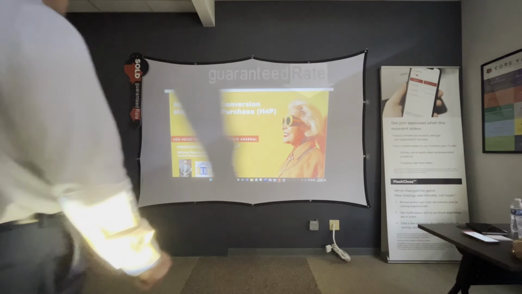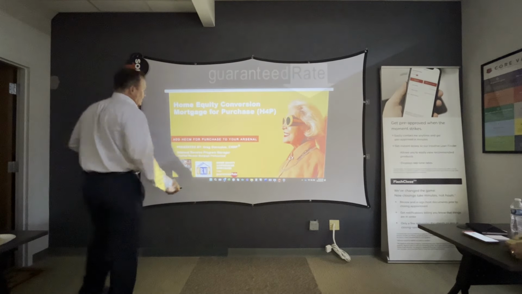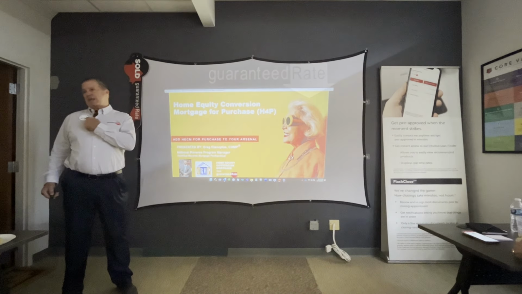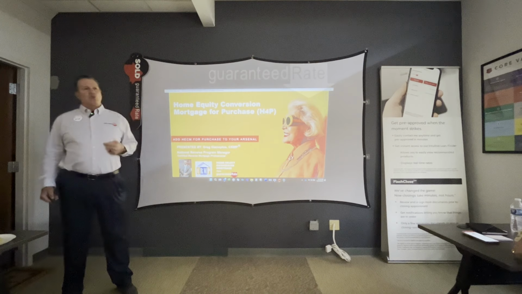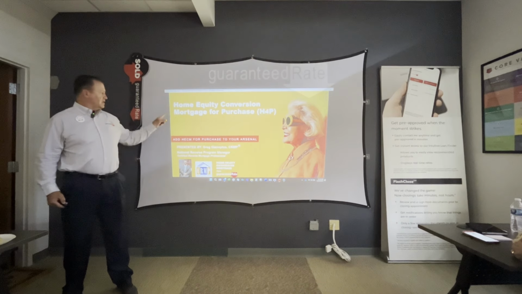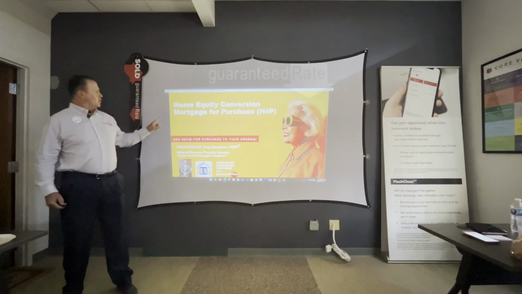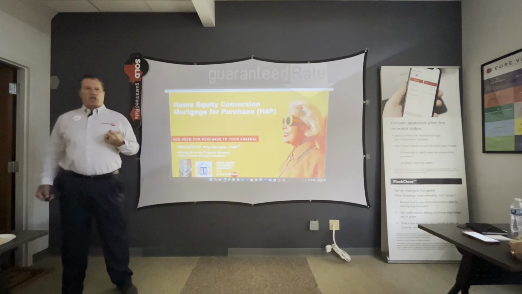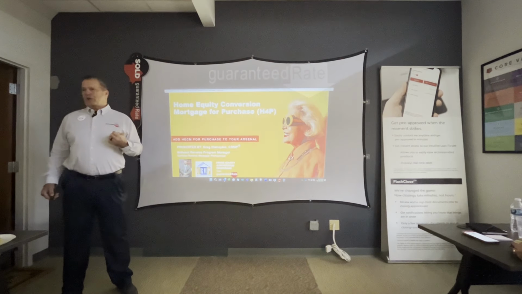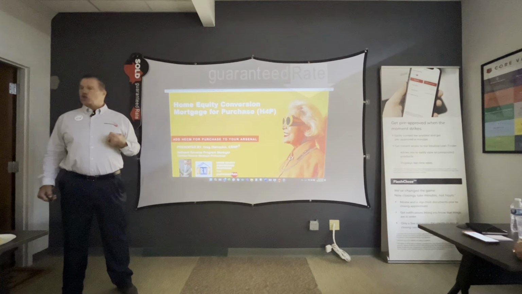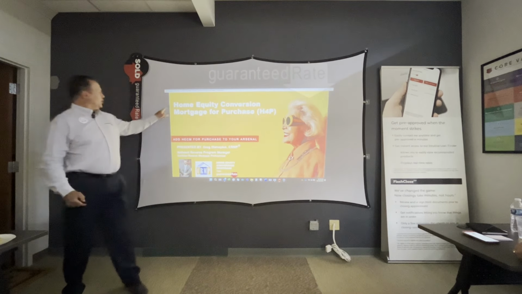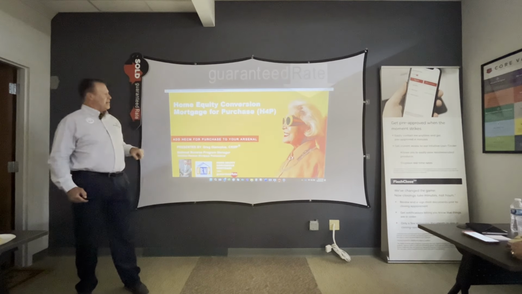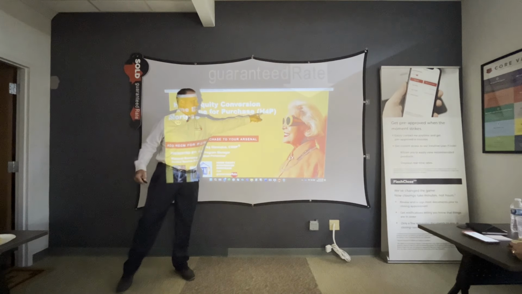Home equity conversion mortgage for purchase. Okay, that's where I wear this silly little pin. It says, talk with me about H for P. Home equity conversion mortgage for purchase is what H for P means. It's just an acronym. Home equity conversion mortgage is the FHA nomenclature for a reverse mortgage. It's an FHA insured loan. It's called a home equity conversion mortgage, also known as a HECM, and for purchases, we call it HECM for purchase.